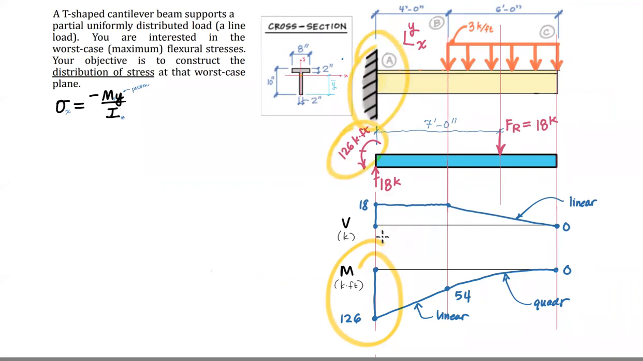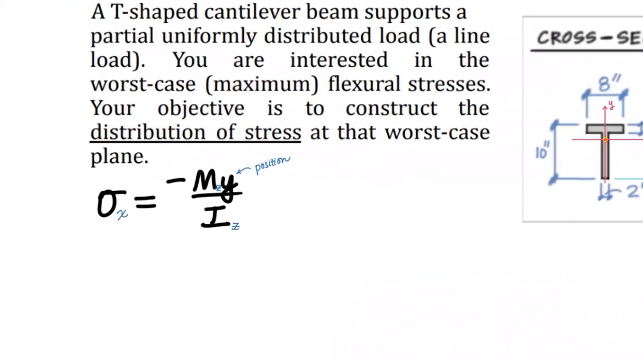It's equal to 126 kips times feet. So now we know that my maximum moment is equal to minus 126 kips times feet, okay? And all that minus sign means is that at that plane, the curvature we have is concave down. We would usually cartoon that in a generic way like this.